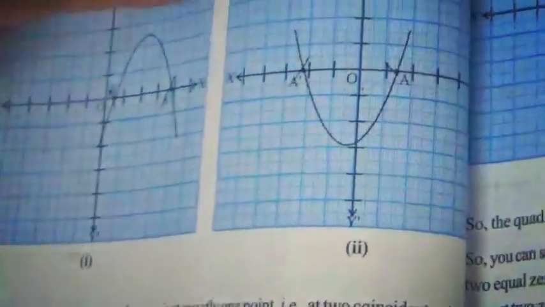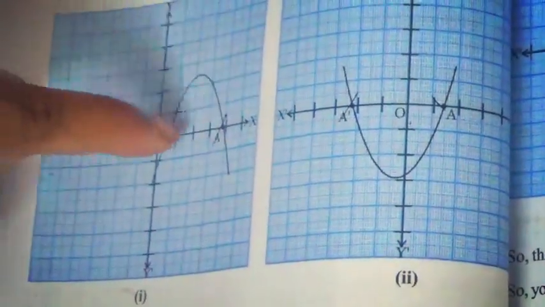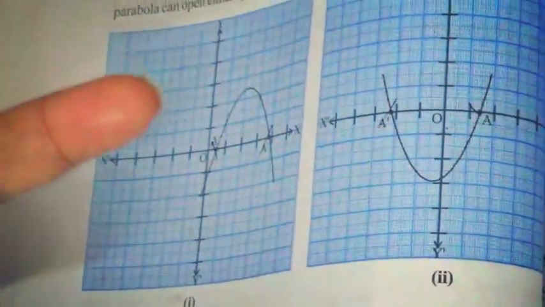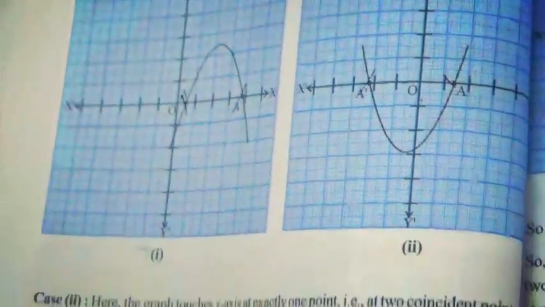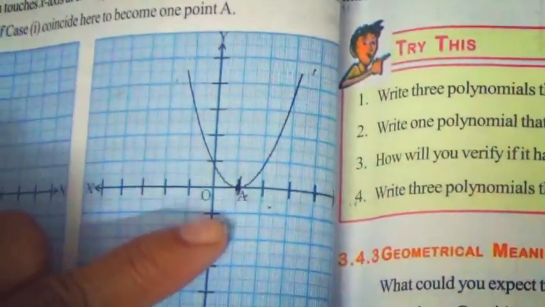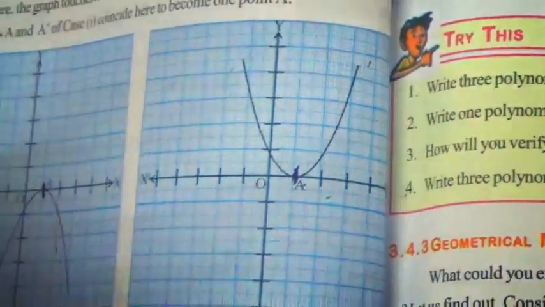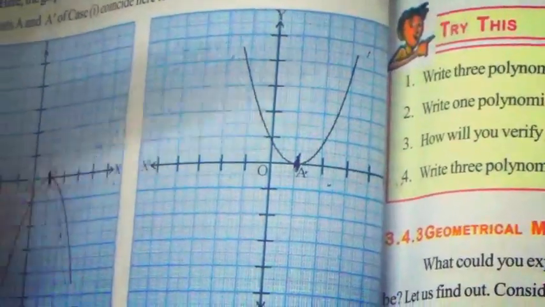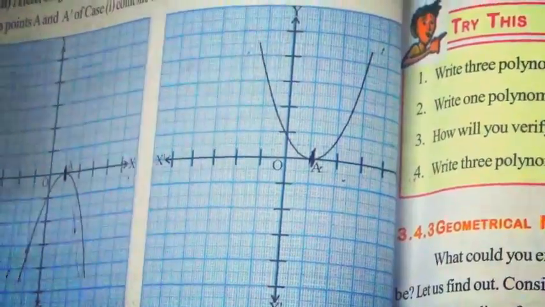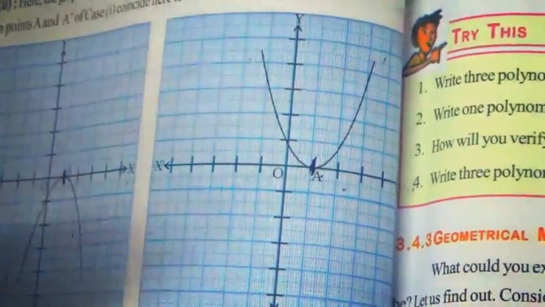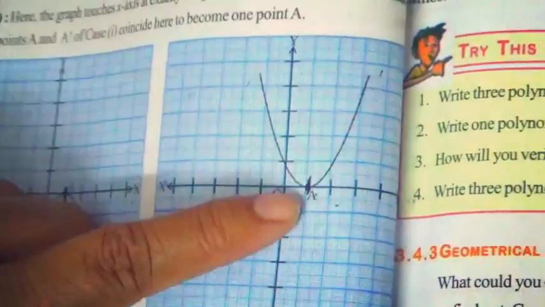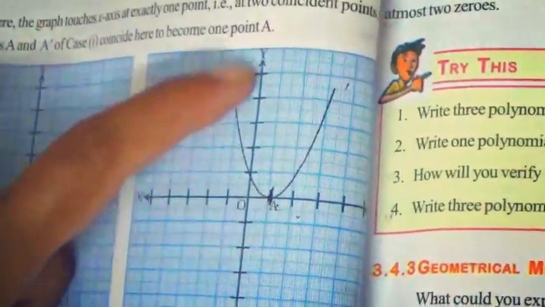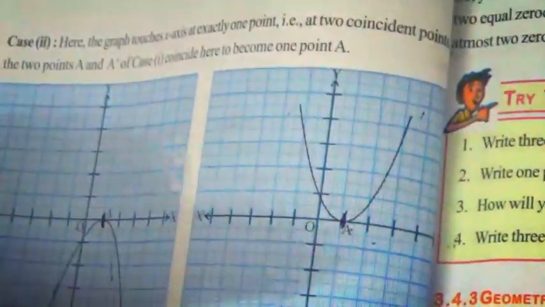So, in case 1, when the U shape touches the x-axis 2 times, it gives 2 values for x. When it touches only once, it gives 2 values, but the values are equal. X will get 2 values but the values are the same. Then it is a quadratic equation, but the x value gives 2 values that are equal.